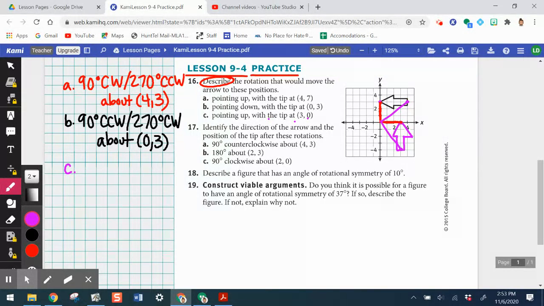So the way we found that center of rotation when it wasn't on the pre-image or the image was looking for that angle of rotation. And the reason we knew the angle of rotation was 90 degrees is because it was originally pointing left and now it's pointing up. So for item C, we're going to say that if it's pointing left and then pointing up, it should have been a 90 degrees clockwise or 270 counterclockwise about the point 0, 0 or the origin.